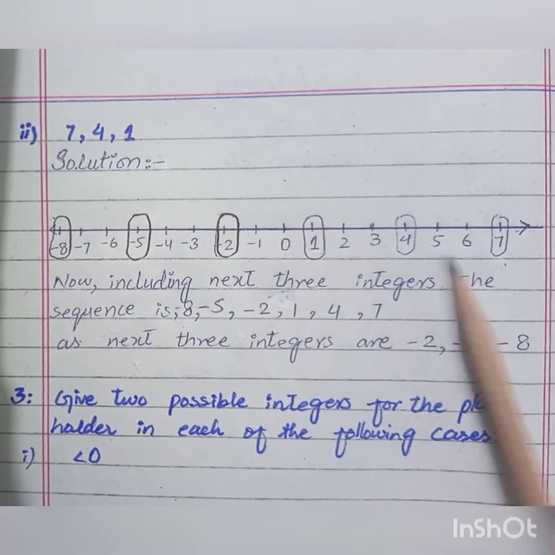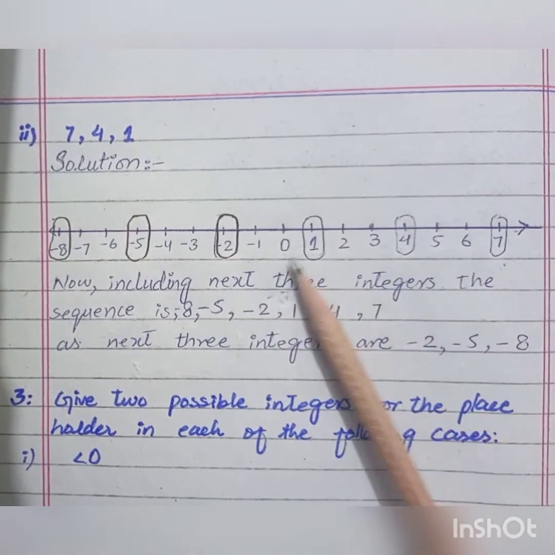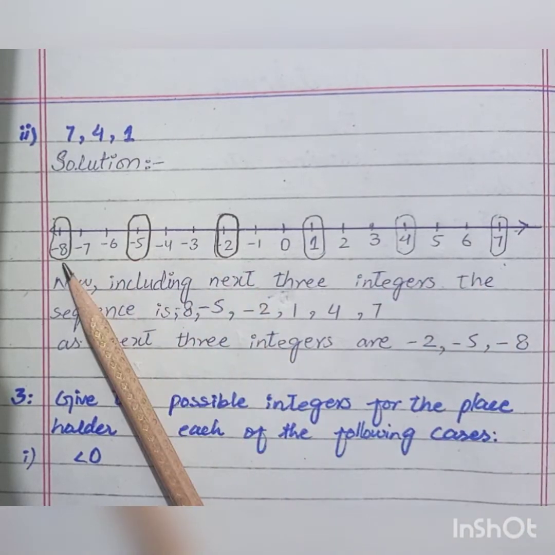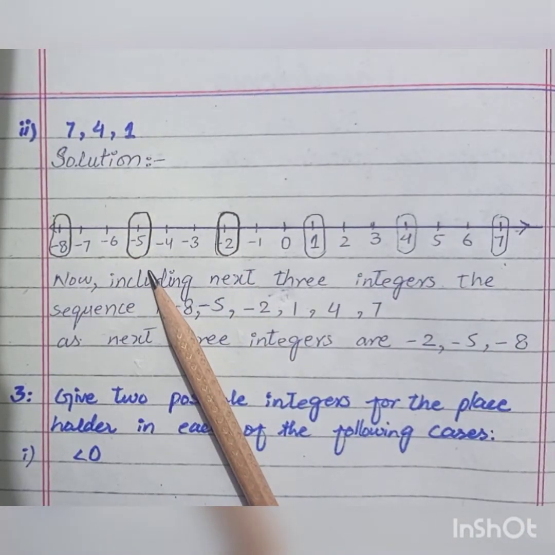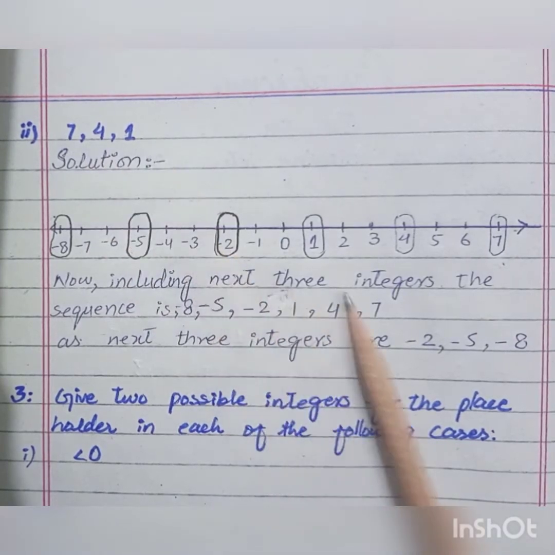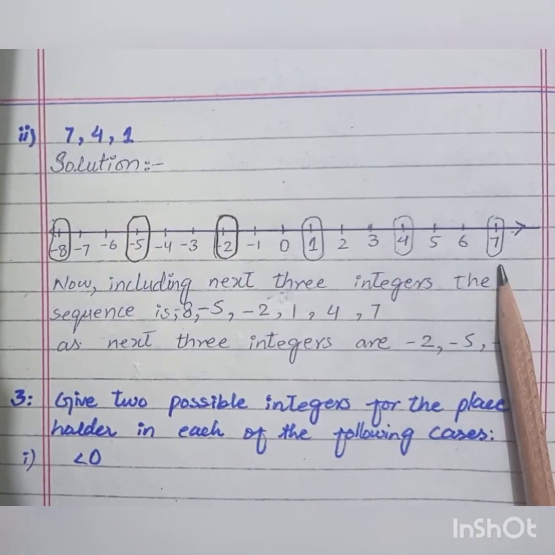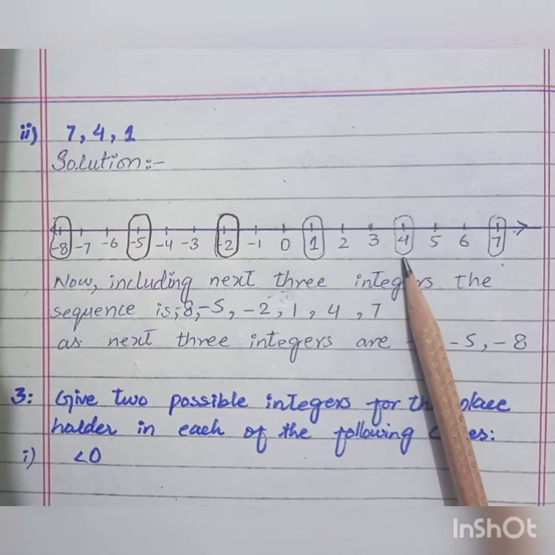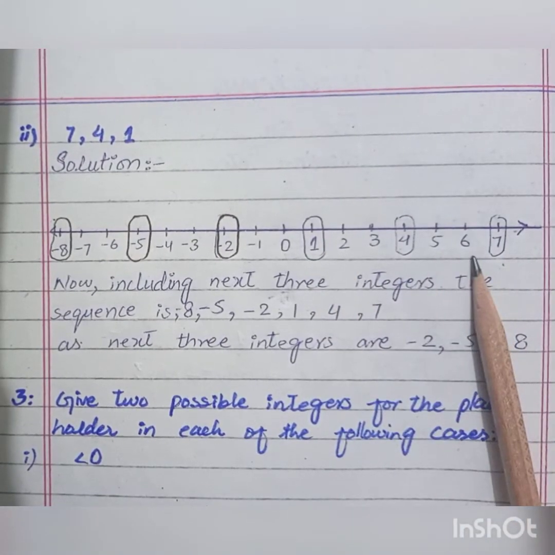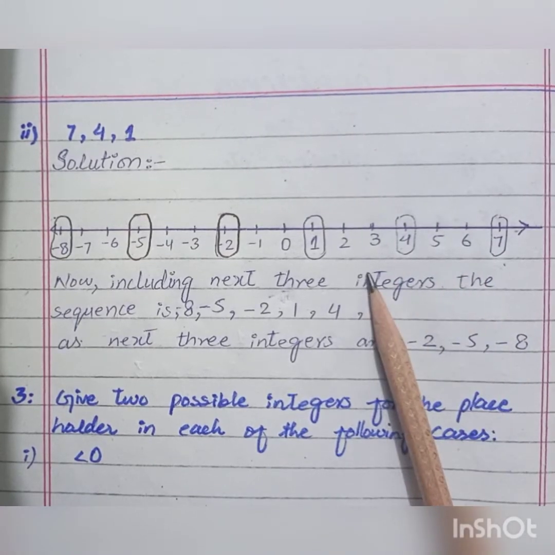So first of all we will represent a number line. You can see here at the center is 0 and onward integers are positive and backward integers are negative. And also students, first of all we will represent numbers 7, 4 and 1 on the number line. You can see that the number 7 is here highlighted, number 4 is here and number 1 is here, that is highlighted. Now students, we have to find the next 3 integers.